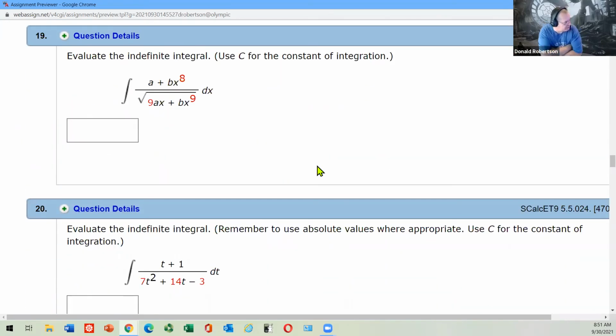19 looks ugly, but actually the answer's dead easy. What's the U sub?